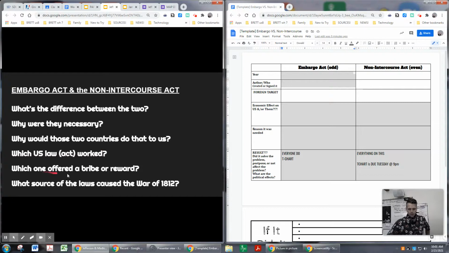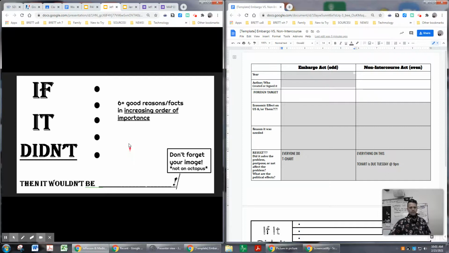So this is what I was talking about. Which one offered a bribe or reward? That was the Non-Intercourse Act. But again, neither one is really going to work, and they're both going to contribute to the War of 1812, because they don't solve anything. And the source of that is Britain, France, especially Britain. By the time we get to the War of 1812, they're just going to keep messing with us. So we want to really separate those out.